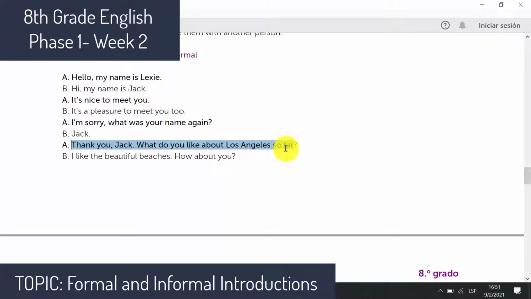What do you like about Los Angeles so far? I like the beautiful beaches. How about you? Okay? So the bold part is informal vocabulary. Lo negrito is informal vocabulary.